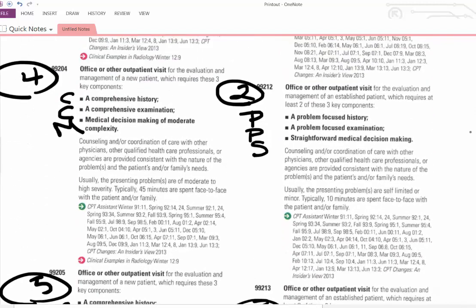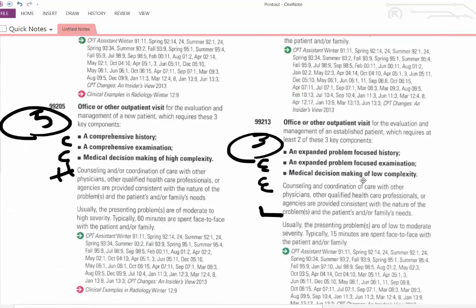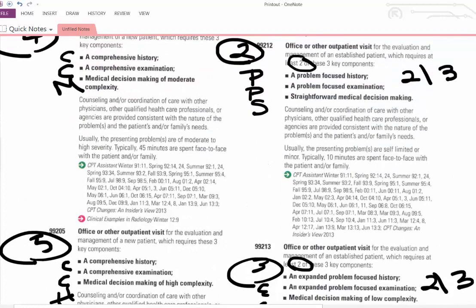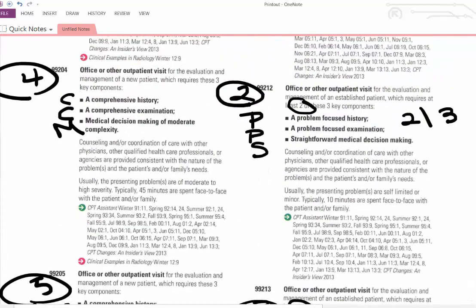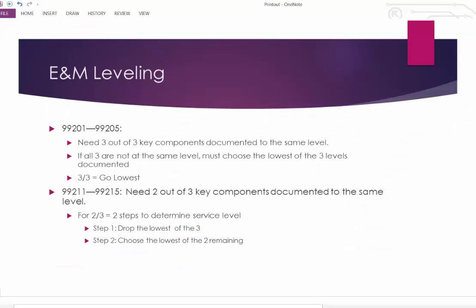For 99211 through 99215, we only need 2. So I would circle the number 2, or I would write off at the side 2/3 and circle 2 and 2/3. So I would do that for the rest of the codes under established patient. So now I know what service level each individual code is. I have a little shortcut to make life easy for how detailed are my service levels, and I also know if I need 3 out of 3 or 2 out of 3.